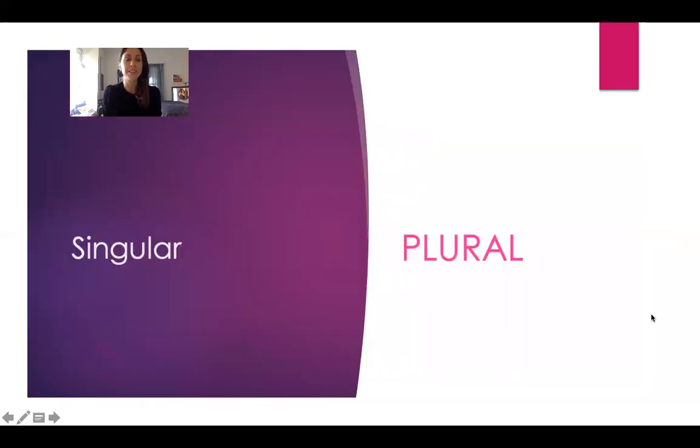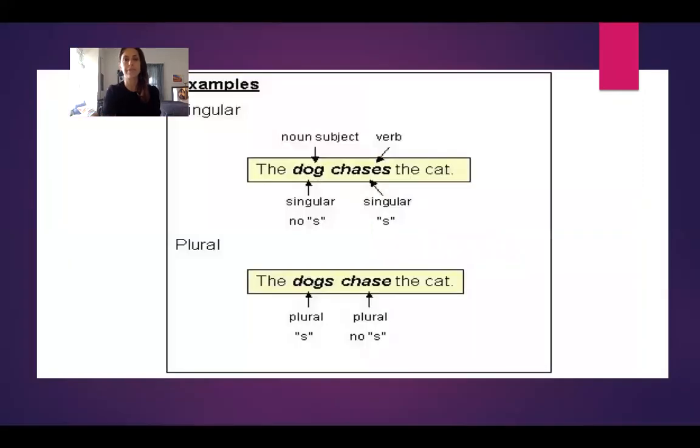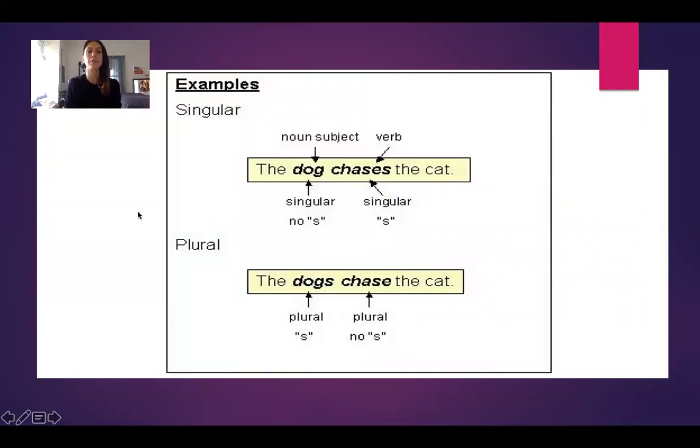So we're going to move on to singular and plural nouns. This is our second category. Our first category was common and proper nouns. This one is our second category, for singular and plural nouns. For this, we want to talk a little bit about subject-verb agreement. Now, we want to make sure that our subjects and our verbs complement each other.